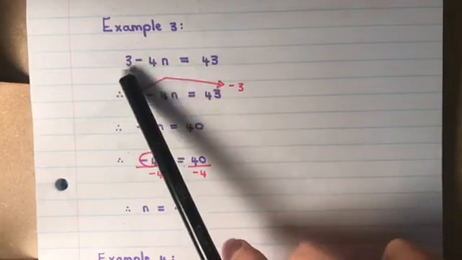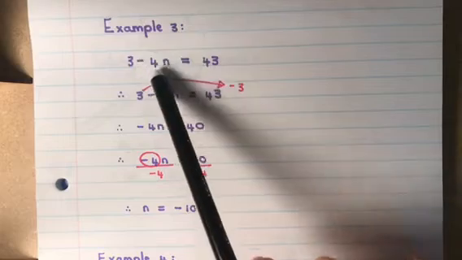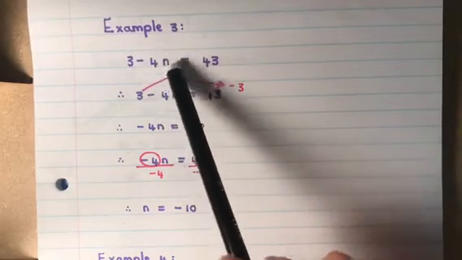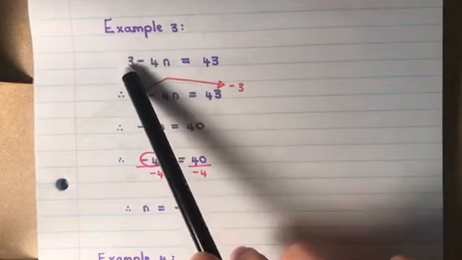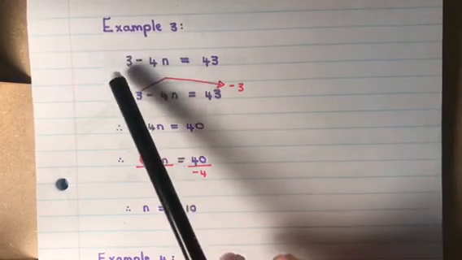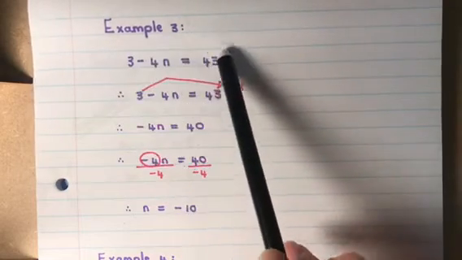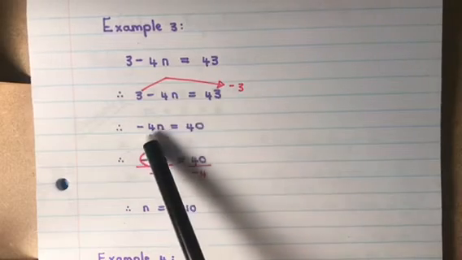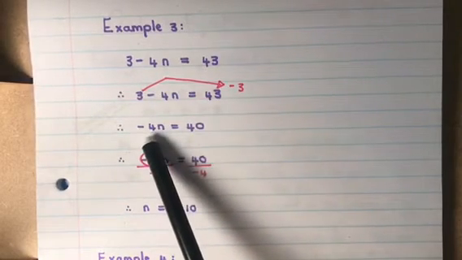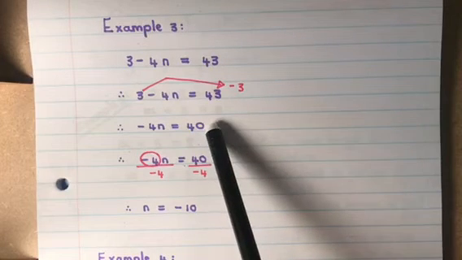So 3 minus 4n is equal to 43. That 4n, they just stay together for a little while. They attach, leave them alone. What is loose on this side? A positive 3. Please, what is in front of it is a positive 3. Once it goes over to the other side, it becomes a negative 3. What are you left with? Negative 4n is equal to 43 minus 3 is 40.